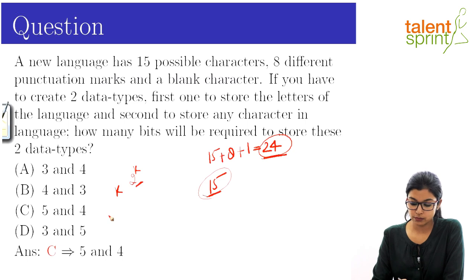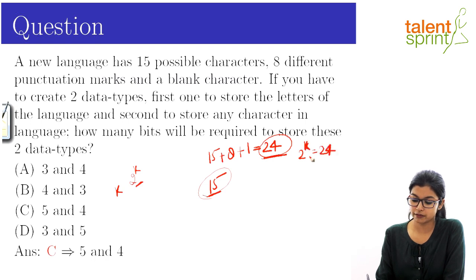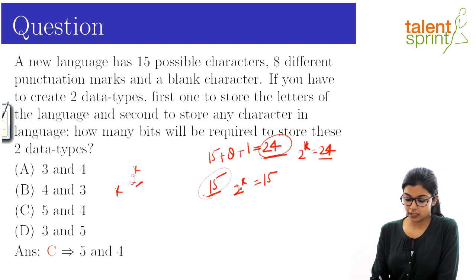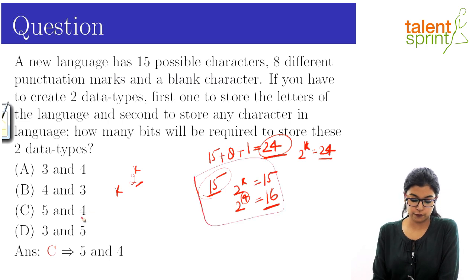So all you have to do is simply figure out 2 to the power k is equal to 24. With what power of 2 can you get 24 or more than 24, or what power of 2 will give you a number 15 or more than 15? As we saw, 2 to the power 4 gives us 16. So we can represent 16 different characters using 4 bits. So this part is solved. So 4 is the correct answer for characters.